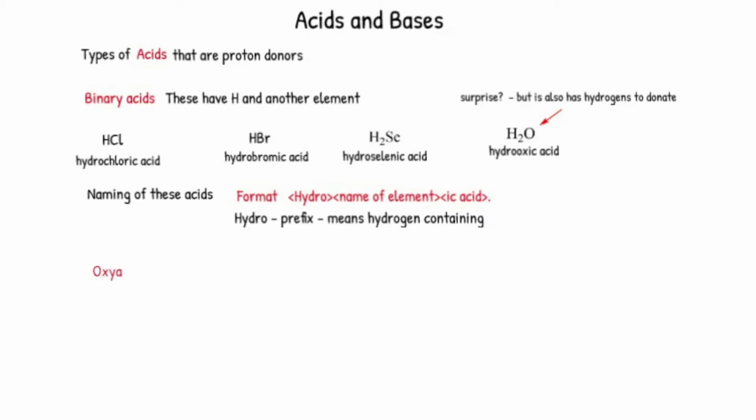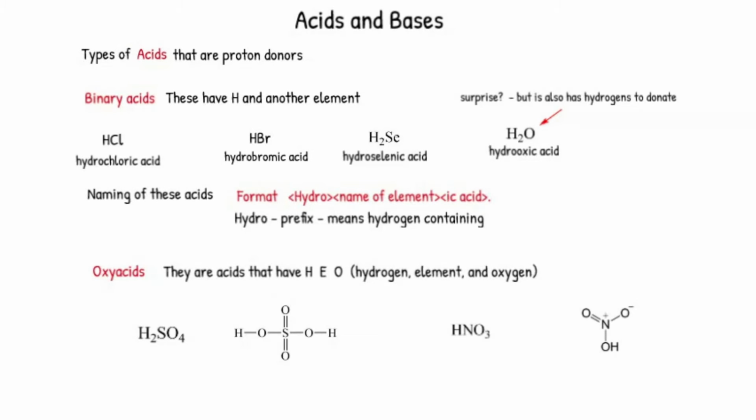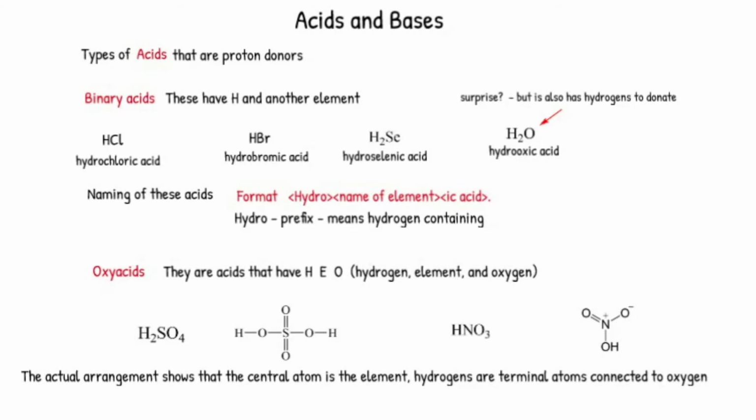The next set of acids are called oxyacids. These are acids that have hydrogen, elements, and oxygen. Here are some examples of oxyacids. Notice that in H2SO4, the element is sulfur, and for HNO3, the element is nitrogen. Both of these have hydrogens and oxygens. The actual arrangement is shown here, and it shows that the central atom is the element. Hydrogens are terminal atoms connected to oxygen.